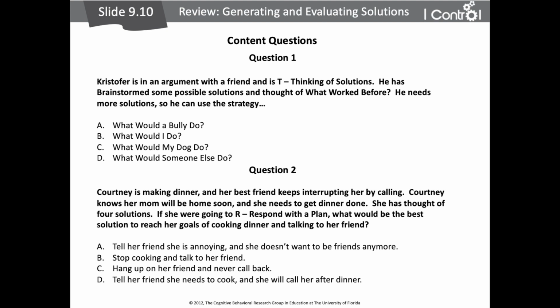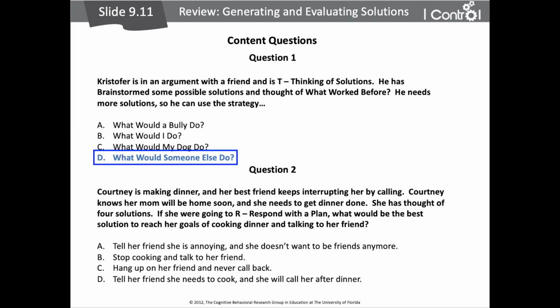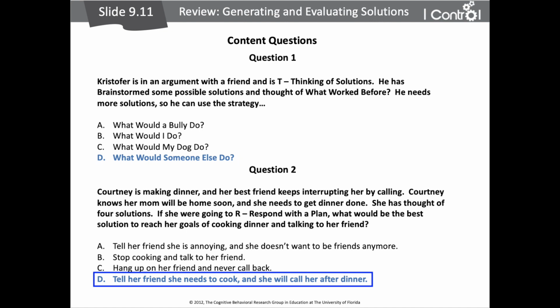For question 1, if you selected D, you're correct. Christopher can use this strategy, what would someone else do, as an additional strategy. For question 2, if you selected D, you're correct. The best solution to reach her goal of cooking dinner and talking to her friend was to tell her friend she needs to cook and she will call her after dinner.